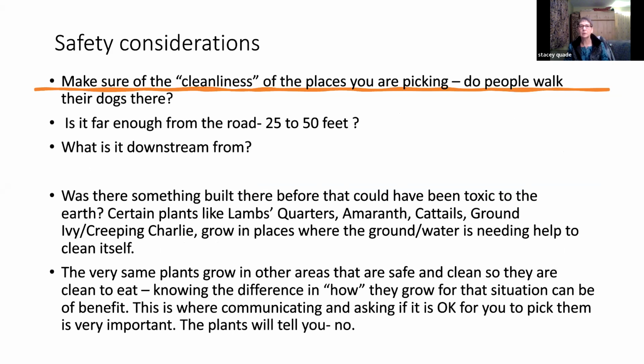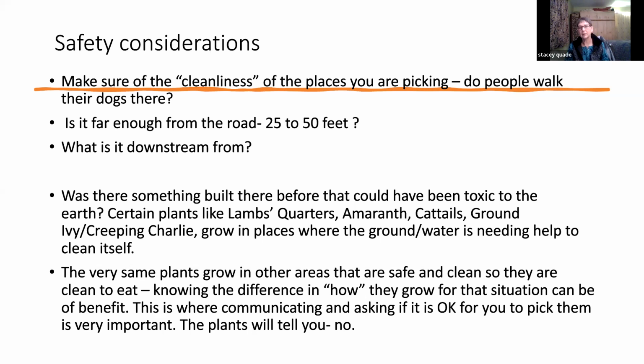Other safety considerations: picking something in a place where you don't know what was growing in the ground before it looked the way it does now. Was there something toxic in the earth? Was there some kind of weird garbage buried underneath there a couple decades ago by some old farmer? There could be. You need to think about those things.